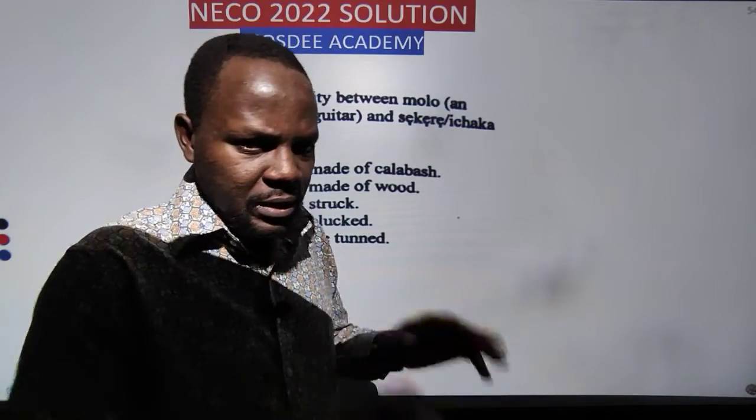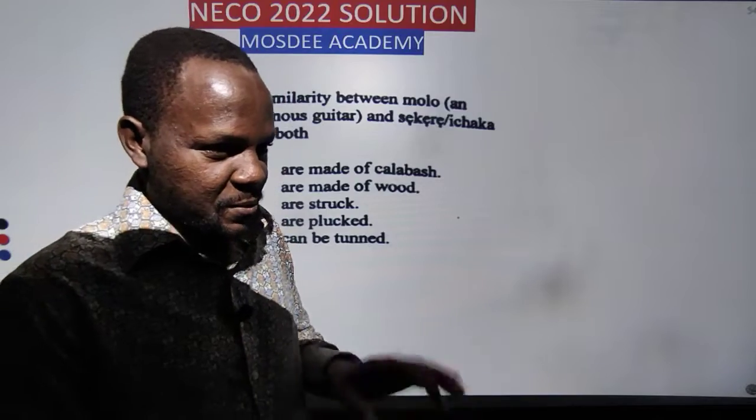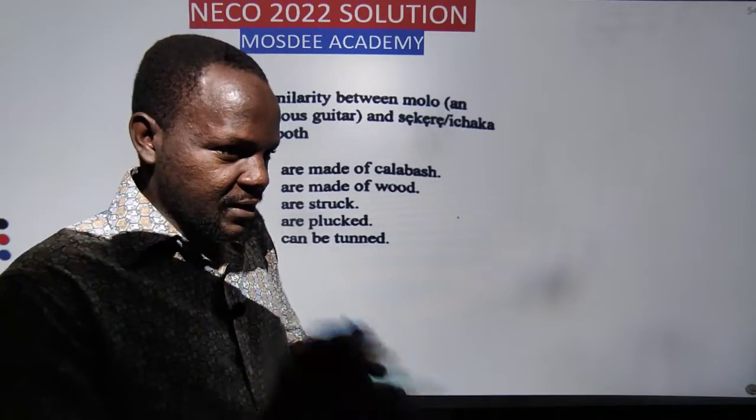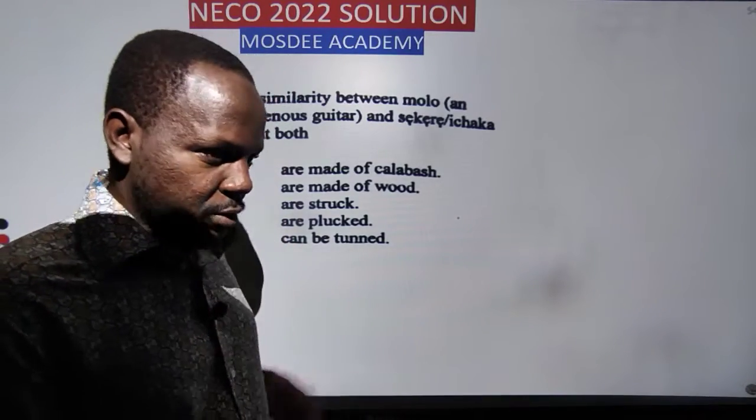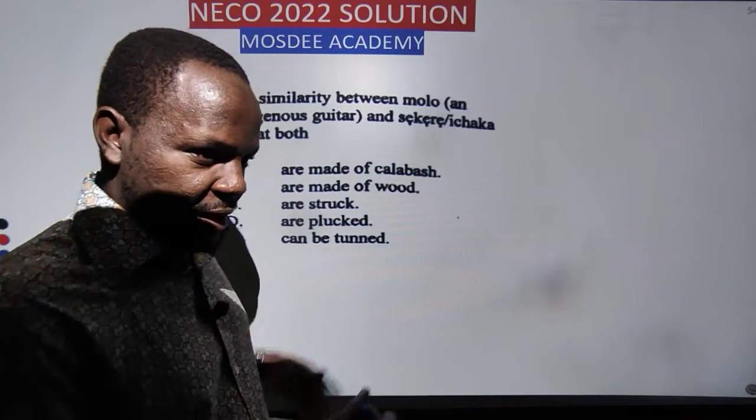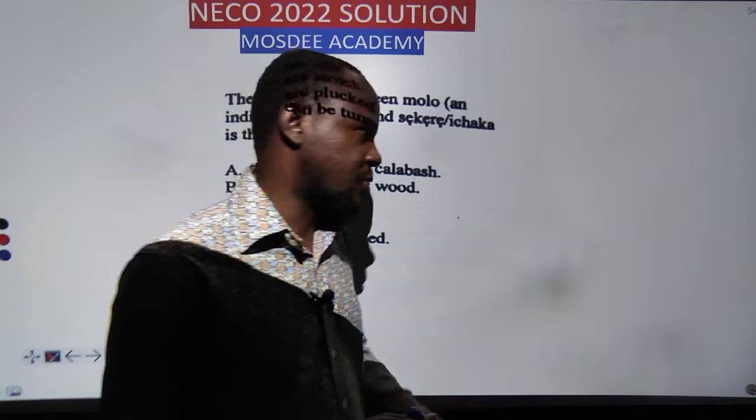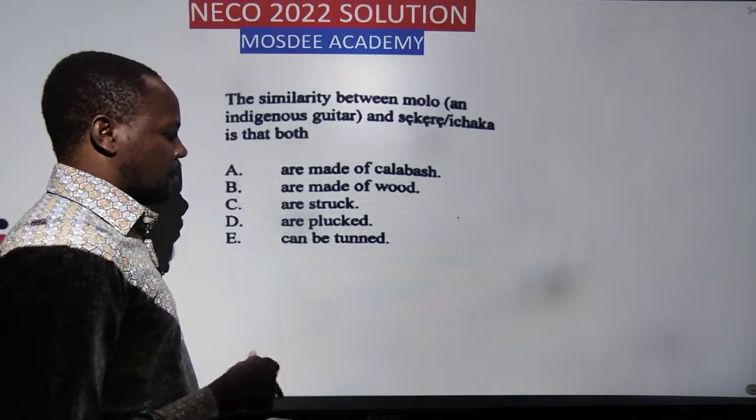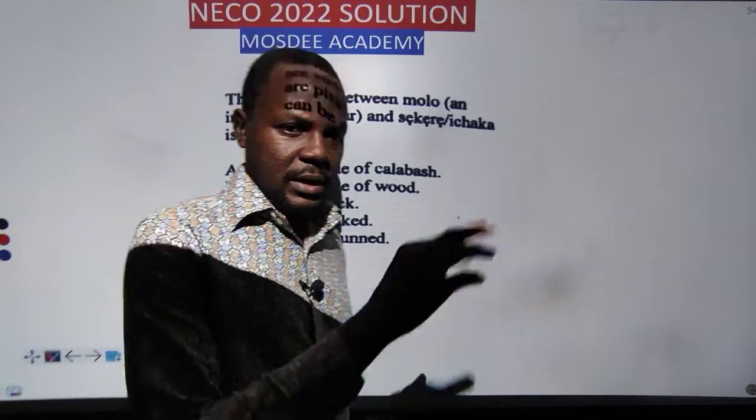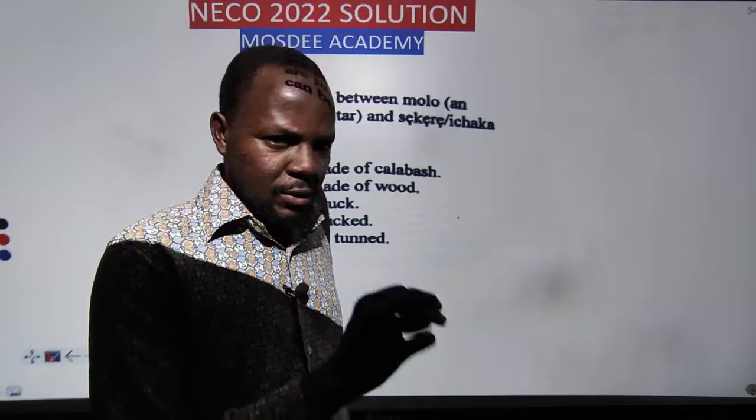That one has always been beaten like this. I mean, they beat shekere, we use it in the church now. They beat that big thing now. It's a percussion instrument. So if you say they are plucked, plucking means they can tap them. But can you tap shekere?